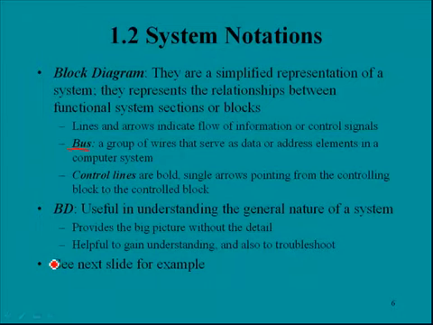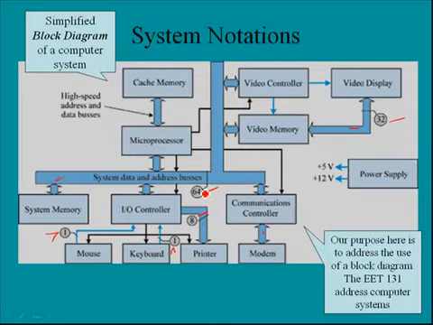And then we also have control lines. These are bold single arrows pointing from the controlling block to the controlled block. So we have a controlling block and a controlled block. In this particular diagram, notice the large black lines here. Here's one over here, another one here.